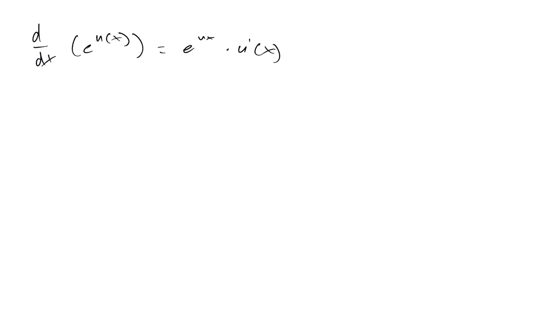And then for when the base is a, the derivative of a to the u of x is equal to a to the u of x times ln a, all times u prime of x. So with that in mind, let's go over a few worked examples together.